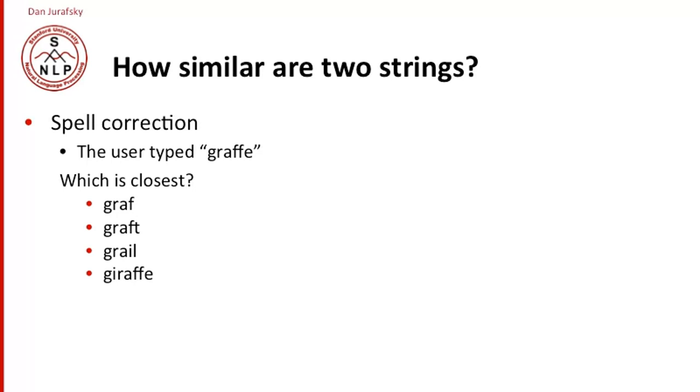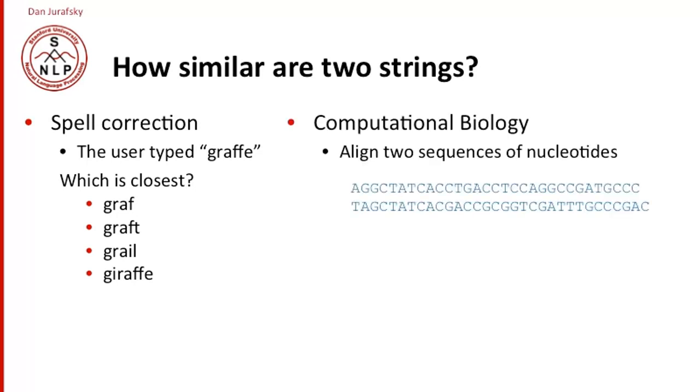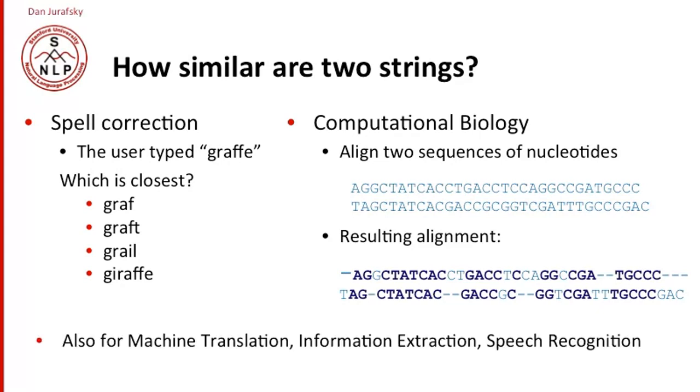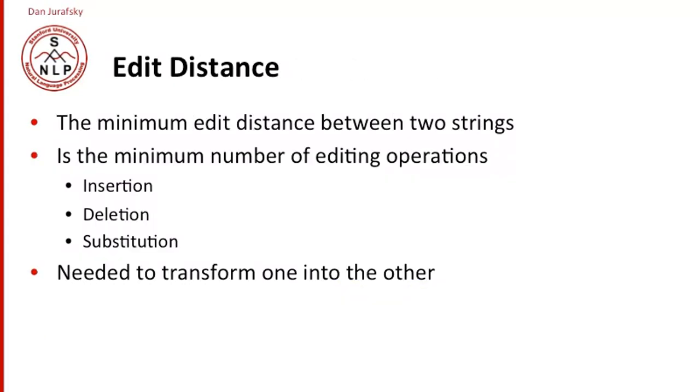The problem of string similarity comes up also in computational biology, where we have sequences of nucleotides, A, C, G, T, that we're trying to align, and a good alignment should be able to tell us that two particular sequences, perhaps from two samples, line up in a certain way with some amount of error. This idea of string or sequence similarity comes up for machine translation, for information extraction, for speech recognition. It comes up everywhere. So let's define edit distance.